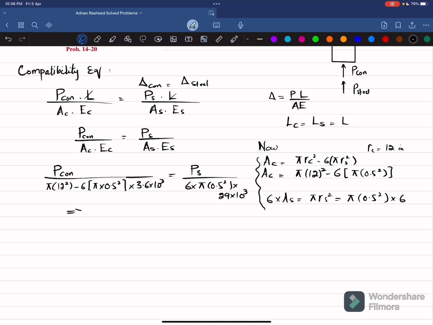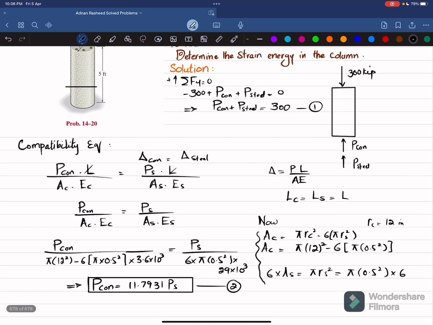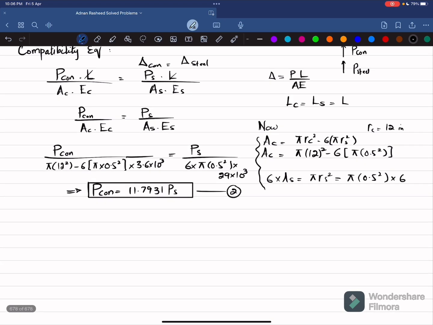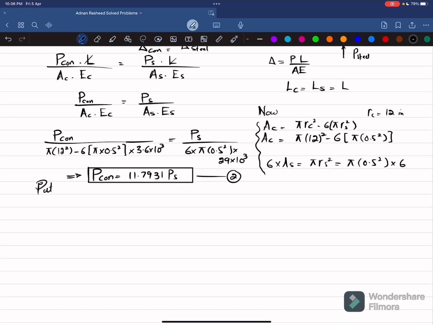Okay, so when you solve this, P of concrete will be equal to 11.7931 P of steel. This is your equation number 2. Now put the value of P of concrete in equation number 1. So put equation 2 in equation 1.